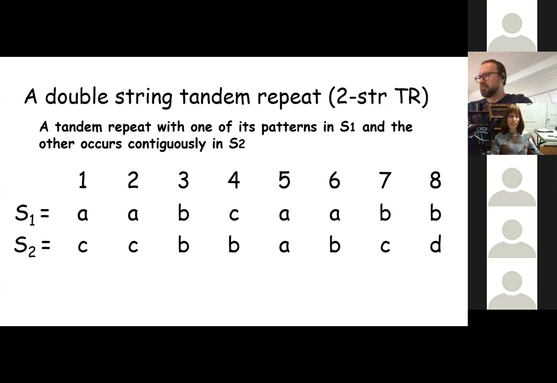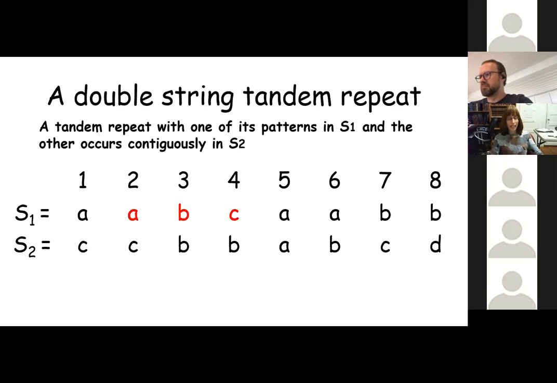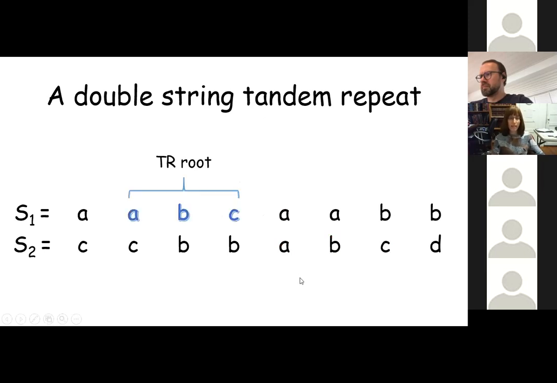Now that we have a different kind of input, we define a tandem repeat as 2 copies of the same pattern, where one of the patterns occur in S1 and the second copy occurs contiguously in S2. So they have to meet exactly. So here we have ABC, and starting at location 5 in S2, we have ABC again. That's a double string tandem repeat. One of the copies we call the root of the tandem or the period of the tandem, just like we would do in one string.